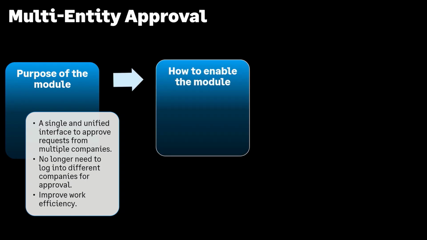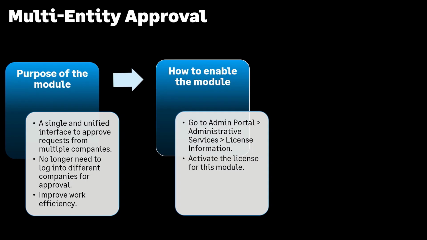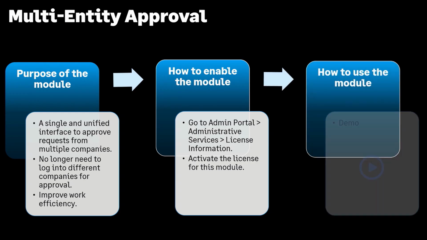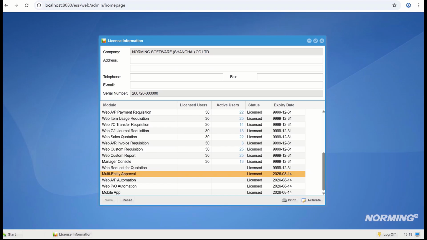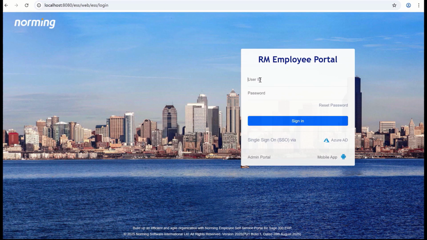It's very easy to enable this module. Just activate the license, then it's ready to use. Let me show you a quick demo. This is the admin portal, where I just mentioned the license information. There is a license for this module, multi-entity approval, right? Now let me log in as a manager, Sarah.